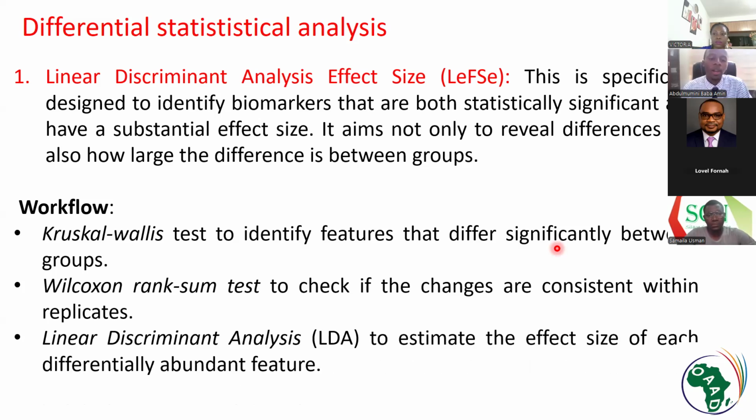The final one is the linear discriminant analysis, LDA. So all three tests are performed under LEfSe. The LDA estimates the effect size of each differentially abundant feature. For example, if a particular taxon like Prevotella is found to be significantly different across groups by the Kruskal-Wallis test, the Wilcoxon rank sum test will now tell us whether this Prevotella is a significant increase or decrease, and whether it is consistent across the replicates. And this LDA will now tell us what the effect size of this increment is.